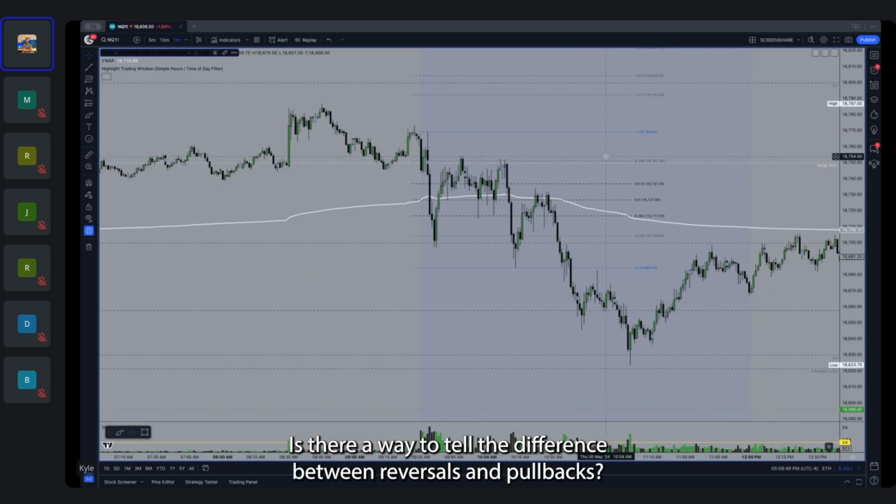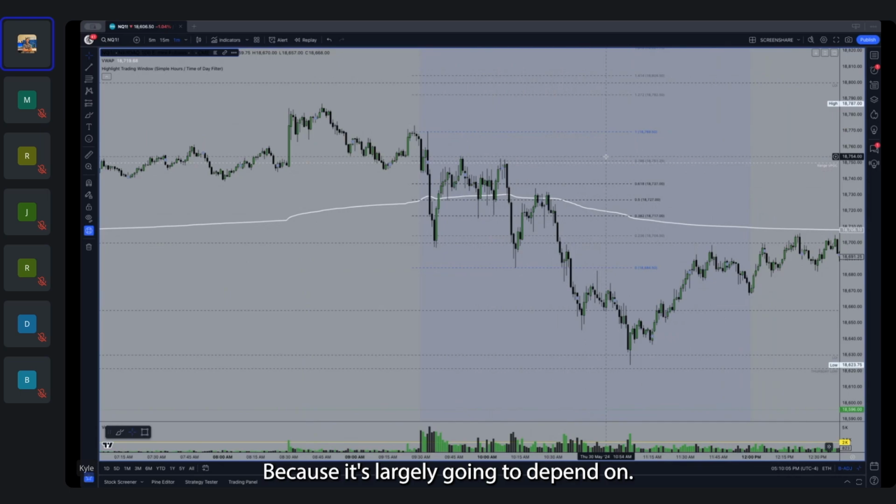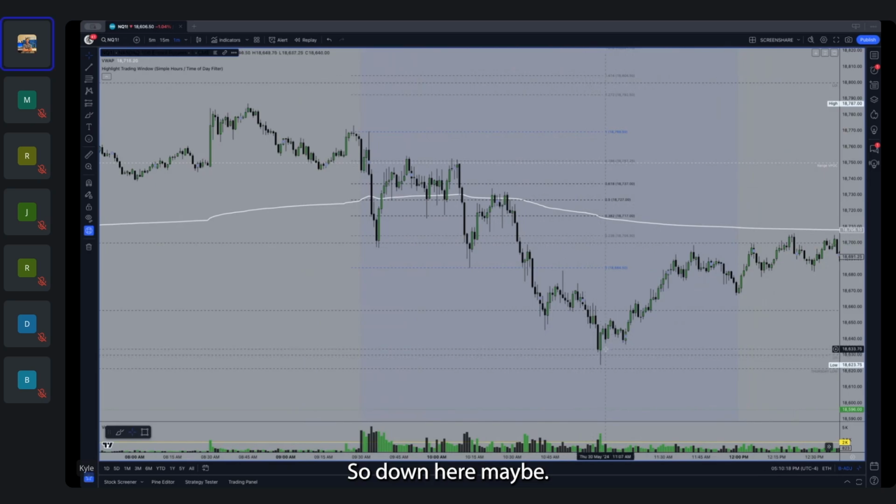Is there a way to tell the difference between reversals and pullbacks market structure wise? That's a phenomenal question. So, do you have specific examples in mind or no? Because it's largely going to depend on bigger picture structure, pullback or reversal. So down here, maybe.